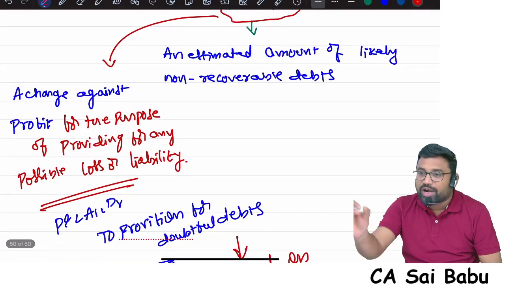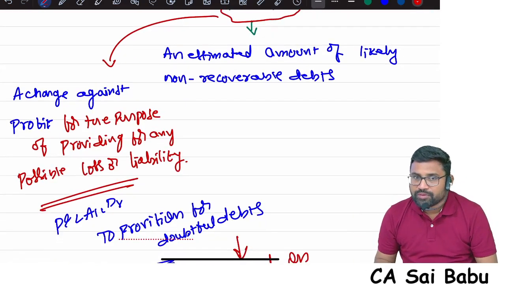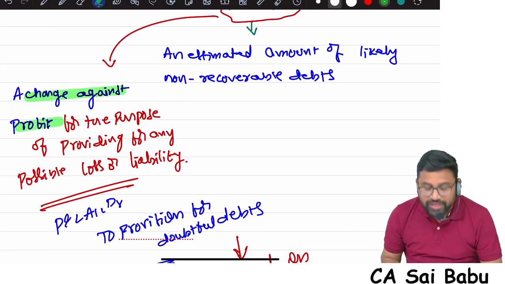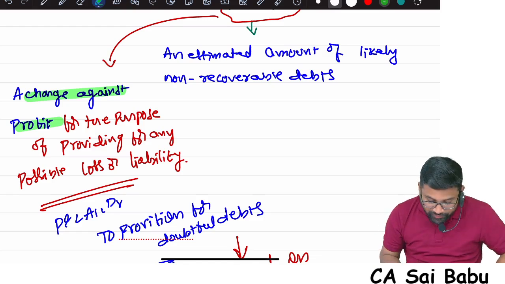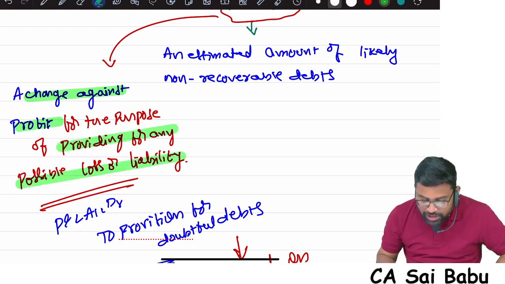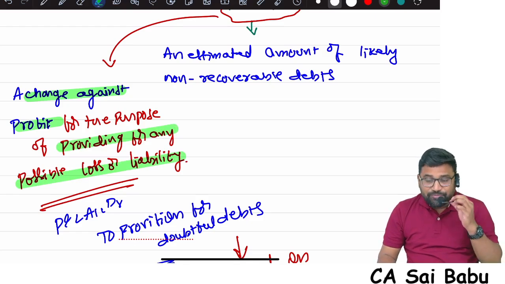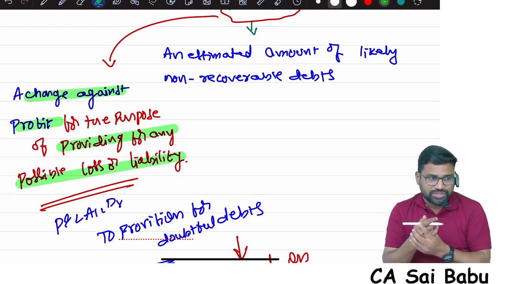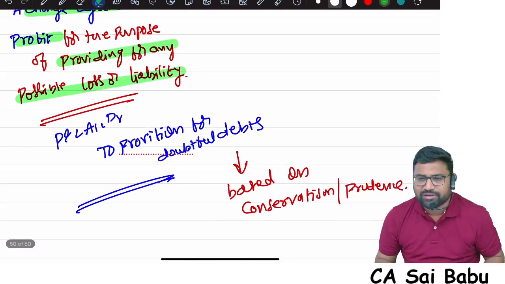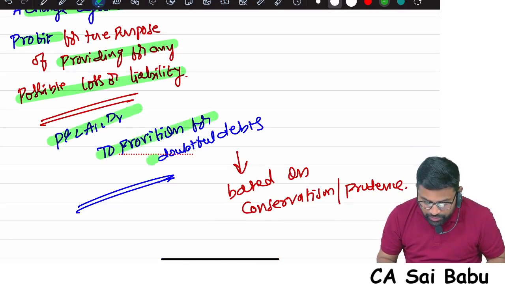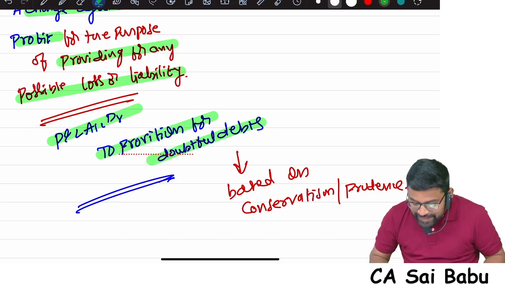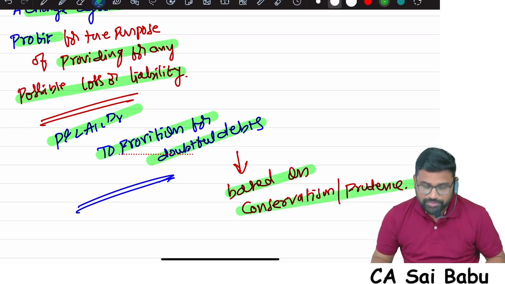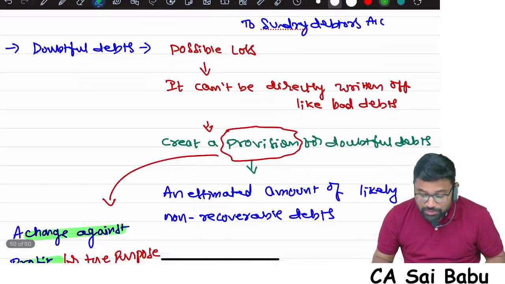Basically, what is provision? A charge against profit for the purpose of providing for any possible loss or liability. That means in future if there is a loss or a liability, we will use this provision to set off those losses. And what is the entry when you create a provision? P&L account debit to provision for doubtful debts. And this entire concept is based on the conservatism or prudence concept.